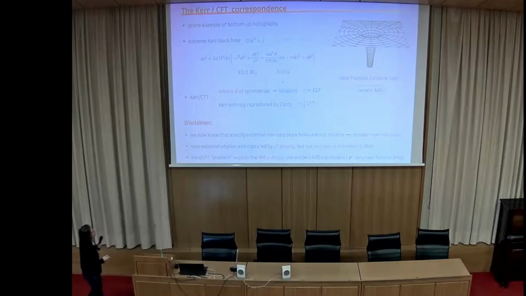So this JT gravity model can capture a lot of the physics, but one thing that it doesn't capture from Kerr/CFT is the entropy at extremality. It can reproduce the entropy above extremality, but not the entropy at extremality. That's the right movers over here. So this is what I'm going to call the Kerr/CFT problem. How do I understand?